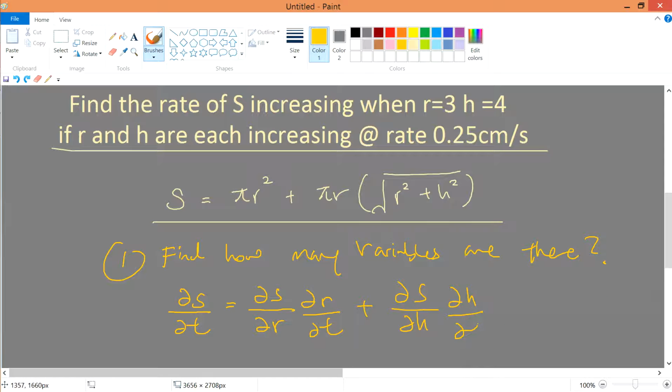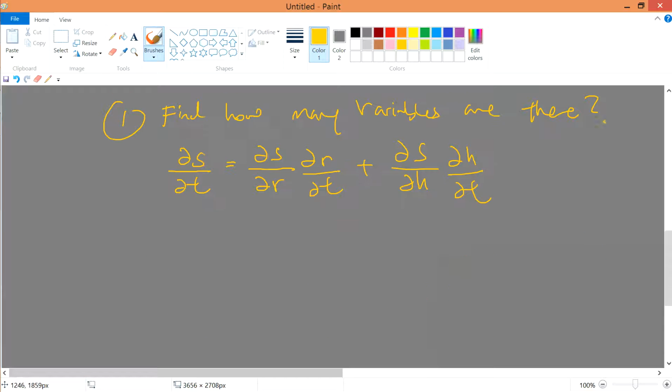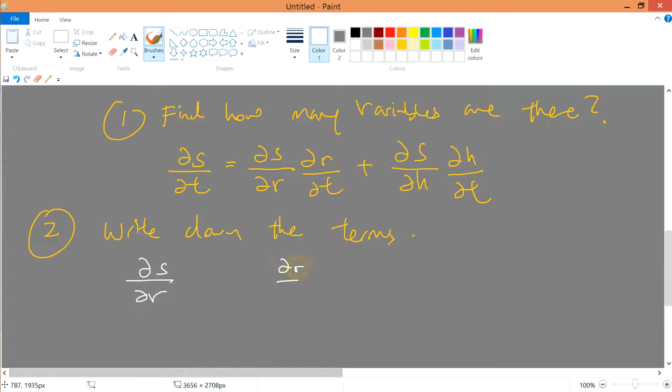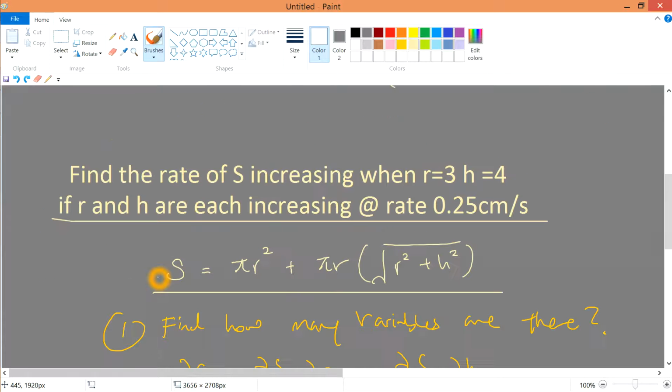Anyway, what we're going to do now is write down the steps. I'll write down partial S, partial R, partial T, and then partial S, partial H, and partial R, partial H, partial T. So we're going to differentiate partial S in terms of R, so we differentiate this whole thing in terms of R.